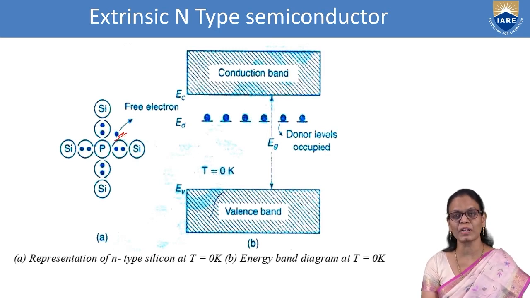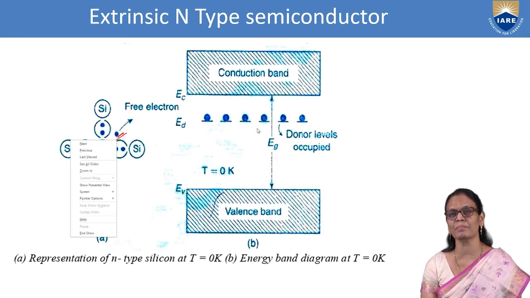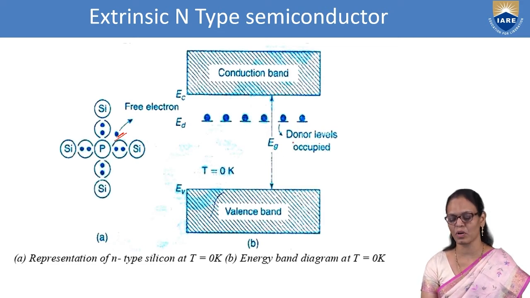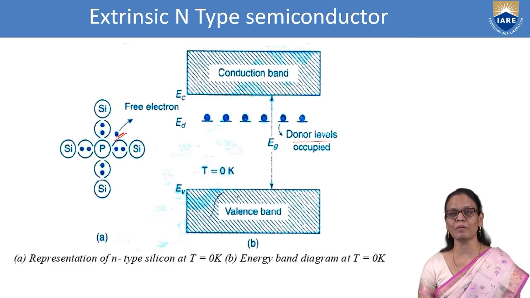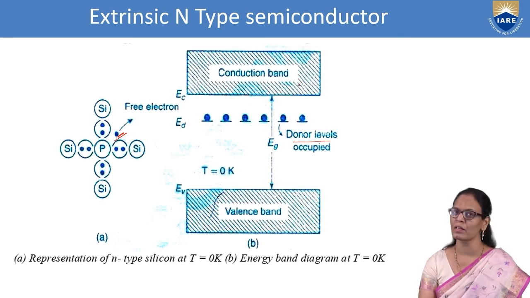And all these free electrons, if we have to show them in the energy band diagram, they lie at a level which we call the donor level. All these free electrons will lie in the donor level, and this donor level lies below the conduction band. So this is the valence band. Valence band means the range of energy possessed by valence electrons, and conduction band represents the range of energy possessed by conduction electrons or free electrons.